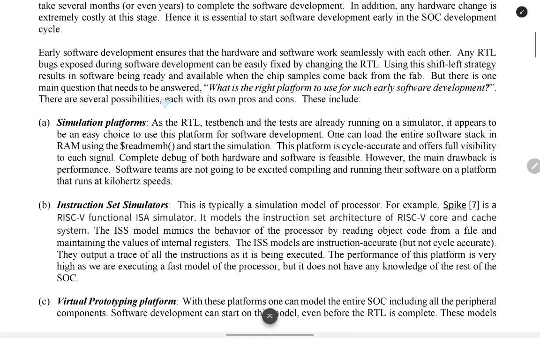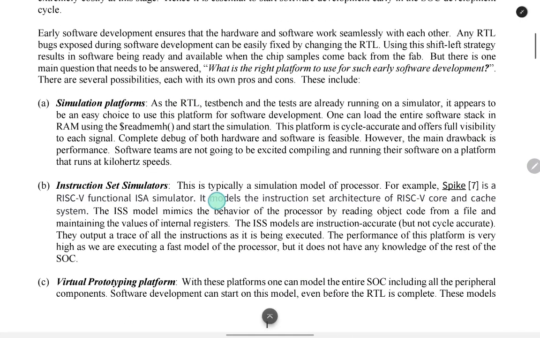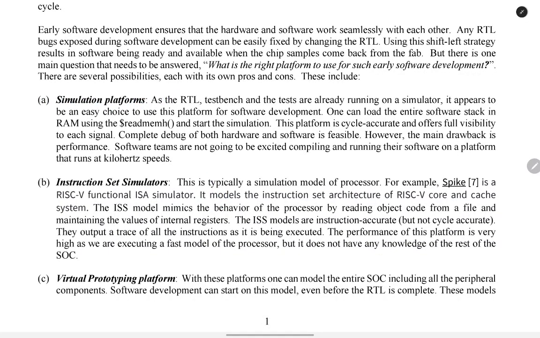There are several possibilities, each of which has its own pros and cons. These include: a. Simulation platform. As the RTL, test bench, and tests are already running on a simulator, it appears to be an easy way to use the platform for software development. One can load the entire software stack in RAM using readmemh and start the simulation. This platform is cycle accurate and offers full visibility to each signal. Complete debug of both hardware and software is feasible. However, the main drawback is the performance.